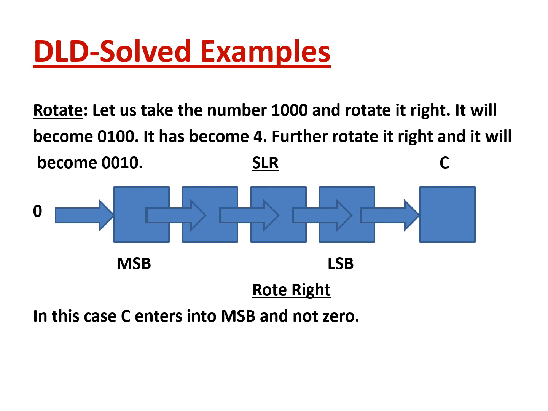In the rotate right, the only difference is that the LSB will go into the carry, but it is this carry which goes in place of the MSB and not 0. That is the only thing, because it is rotation, by 1 position, by 2 positions, by 3 positions, or n number of positions. So these are the 4 examples which I had to solve in this.